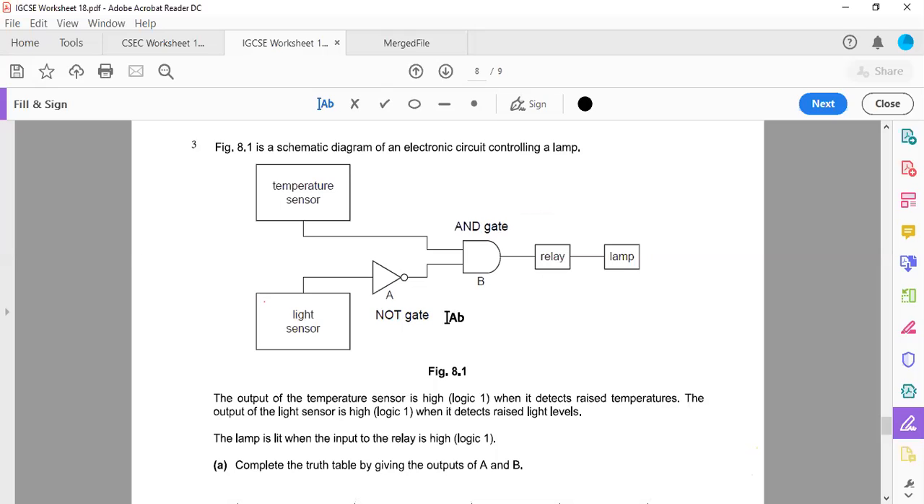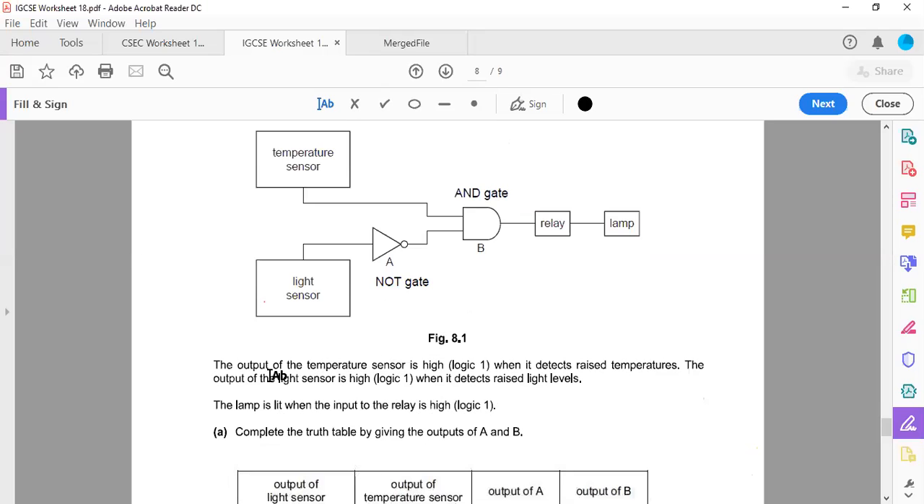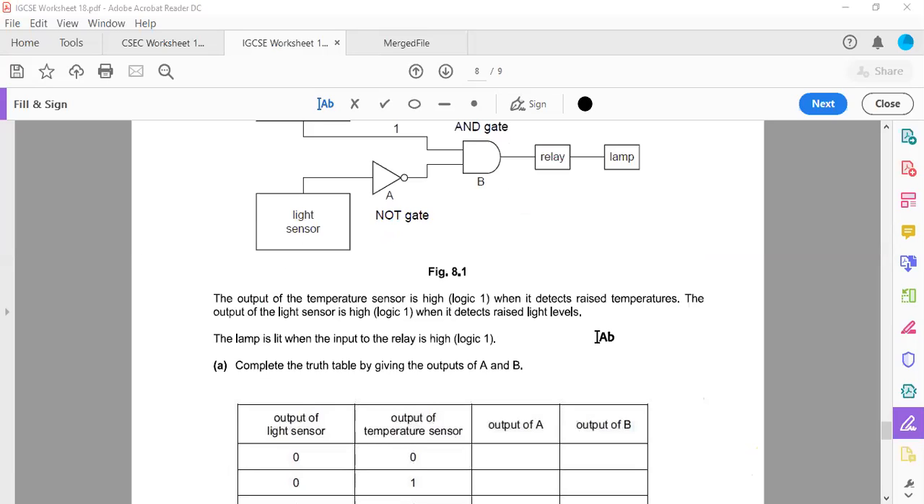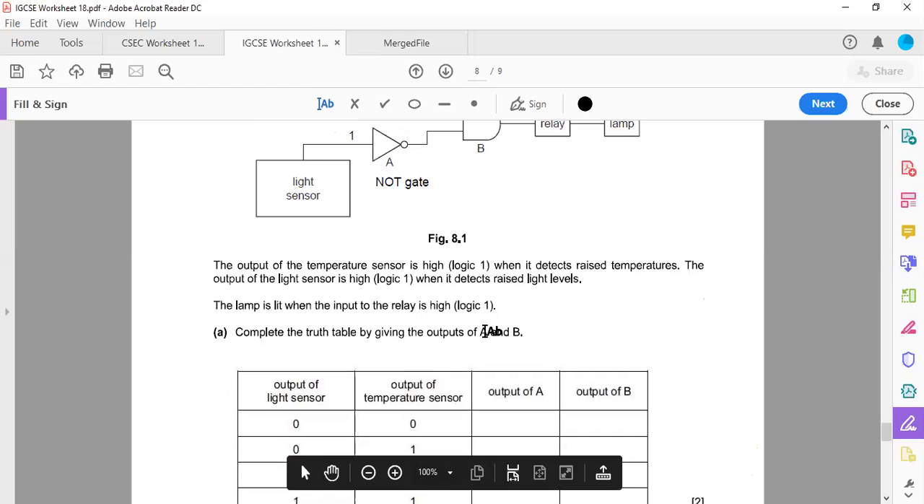Good. So we go in with this here. The output of the temperature sensor is high, or logic 1, when it detects a rise in temperature. So here's 1 because it says 1 when it gets a rise in temperature. Good. Sorry, the output of the light sensor is 1 when it detects a rise in light level. So you get a 1 here as well. Good. Complete the truth table.